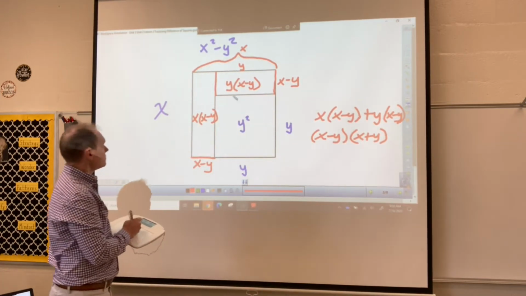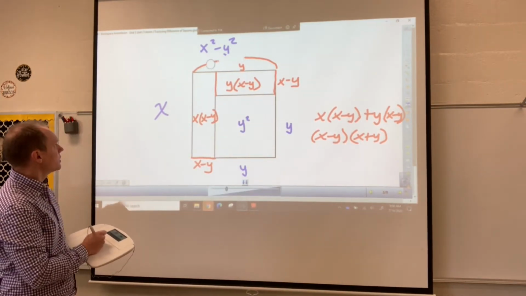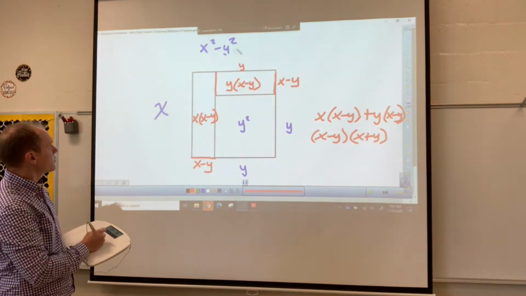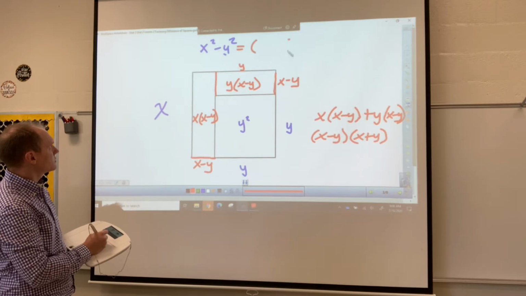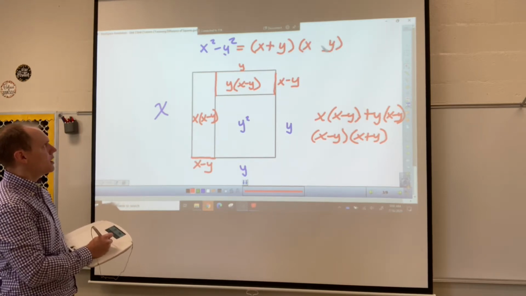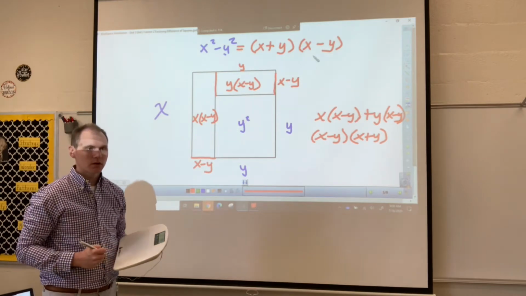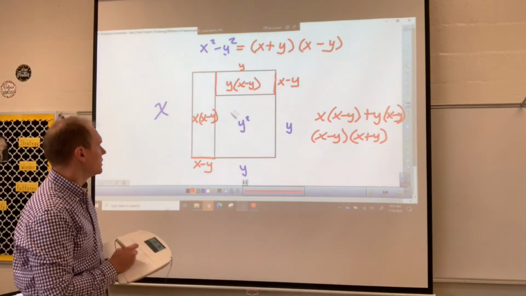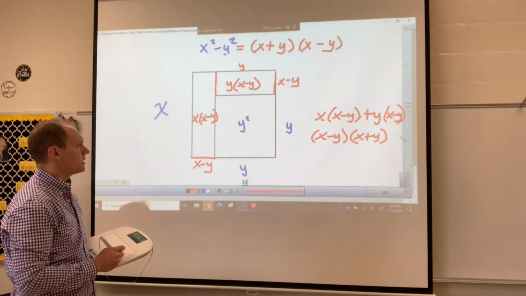So really it's the square root of each piece. So the square root of x squared is x. The square root of y squared is y. So we have two parentheses here with x and y in both of them. One of them is the sum of them, and one of them is the difference of them. So that's kind of the why behind the what. A little bit there gives you some reasoning why that is.